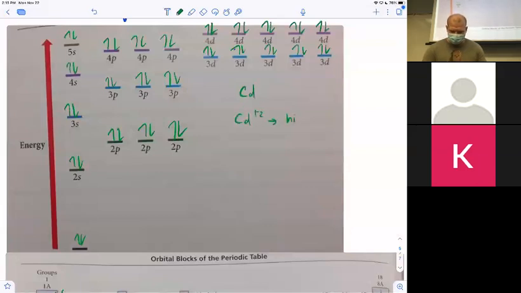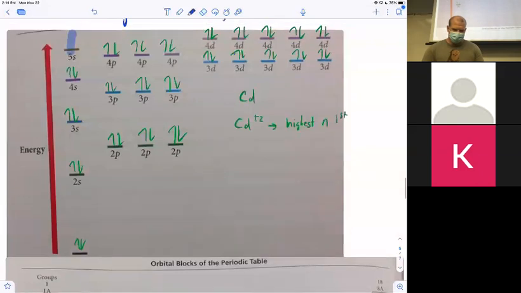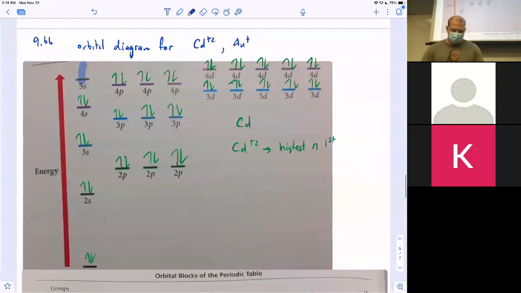Now for cadmium +2, it's going to be the highest n first. So the 5s is higher than 4d. So we move 2 electrons. It's going to be taken from this orbital here. So that's the orbital diagram.